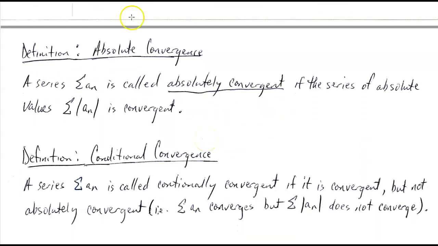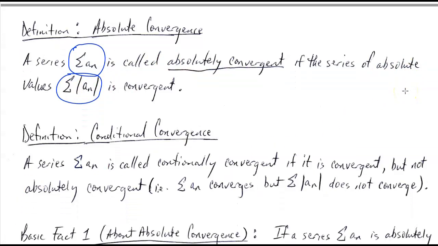Now, the main thing here is to know that with absolute convergence, if this series is going to be convergent, then the corresponding normal series without the absolute value will also be convergent as well. So that's one of the main takeaways that we want to get out of this, and we'll probably see that as a basic fact here.